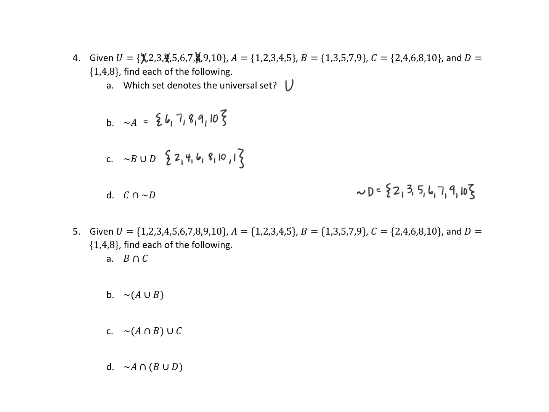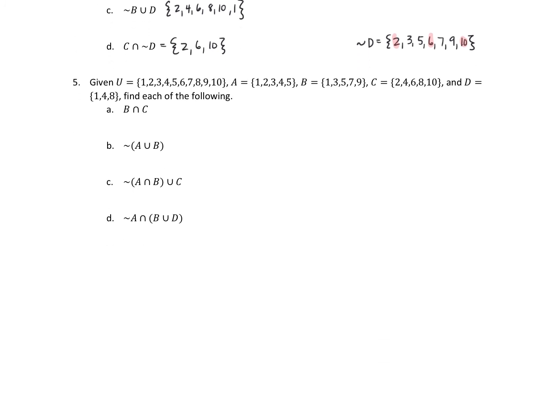Since it's the intersection, I want to see what's in common with the set I just wrote down and C. They both have a 2 in common. 4, no. 6, they both have a 6. 8, no. 10, they do. So 2, 6, and 10 are the 3 elements that they have in common. So that will be what we write down in our set: 2, 6, 10.